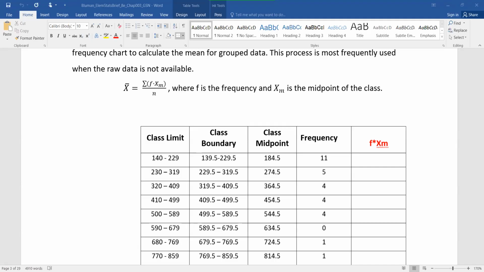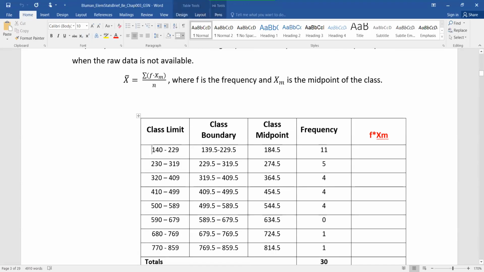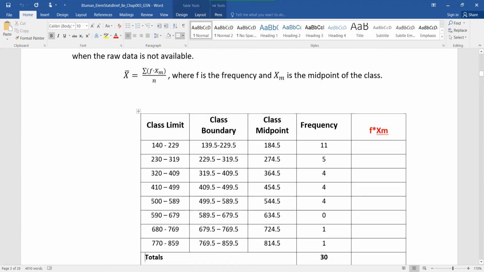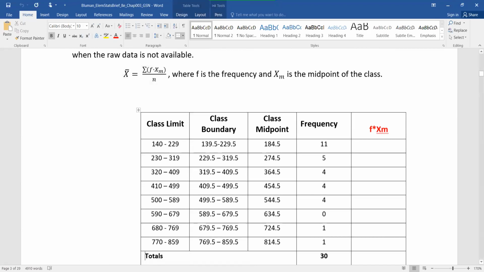Right, the sigma is part of the equation, but then it equals, yeah. But that's a good catch because sigma is a Greek letter. All right, so where F is the frequency, so you're going to be multiplying it, and XM is the midpoint of the class. We did all of this work in our previous chapter, so they're not going to make us do it again.